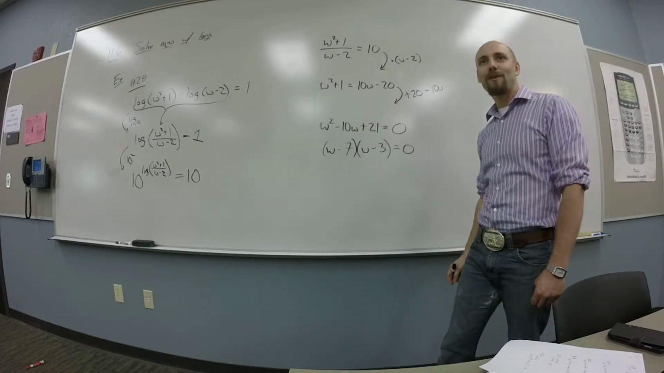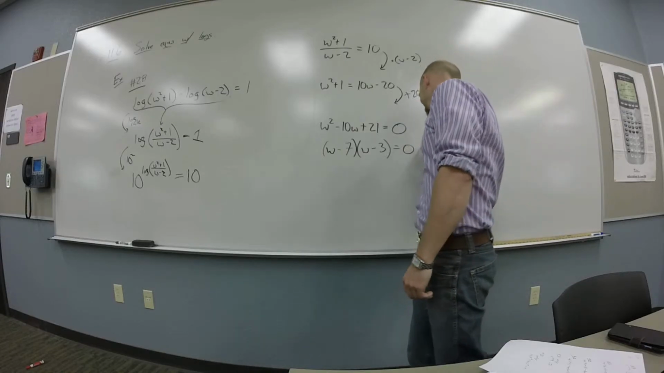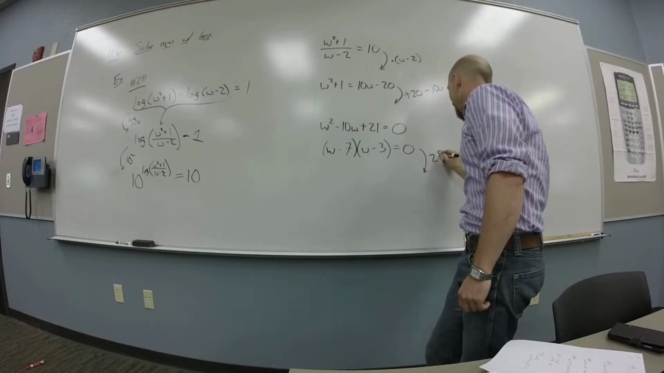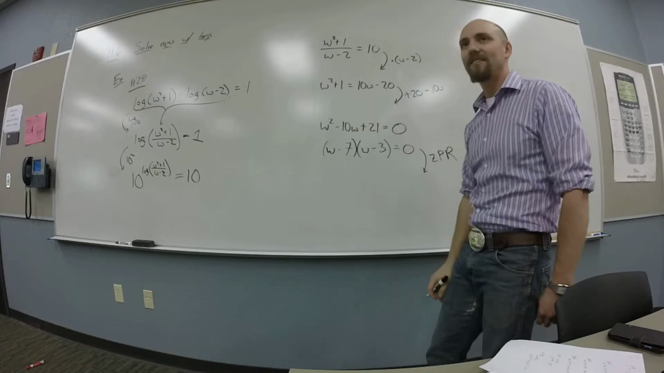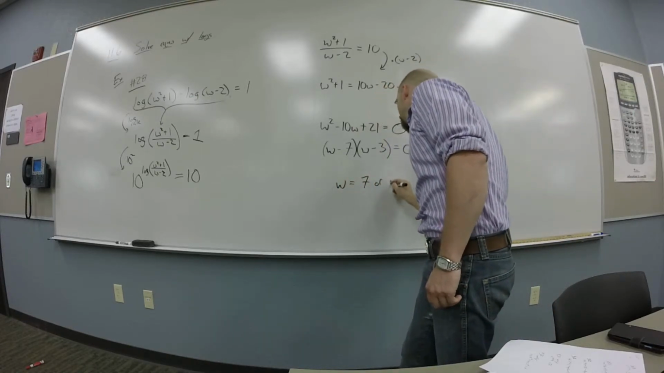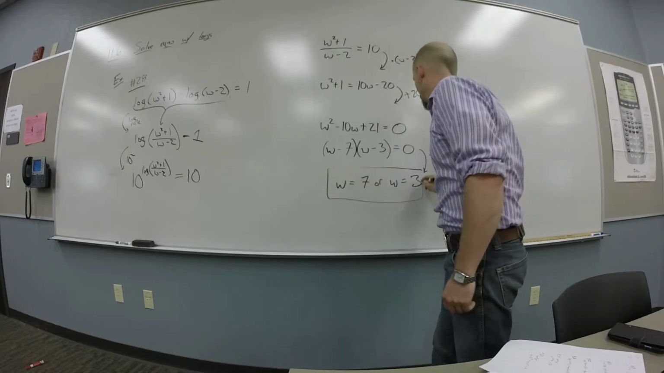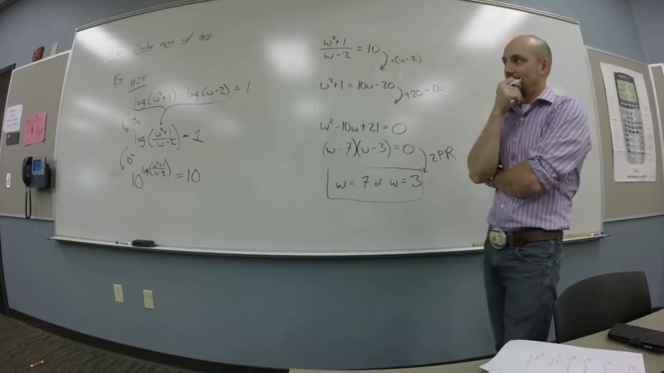Now, Jasmine, what do I apply? Zero product rule. Yeah. So now I'm using the zero product rule. And so I get w is 7 or w is 3. Nice. Am I totally done with that?